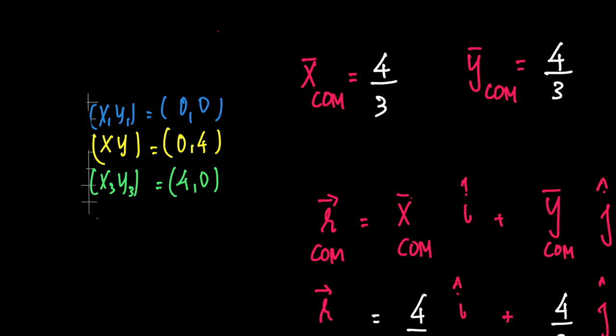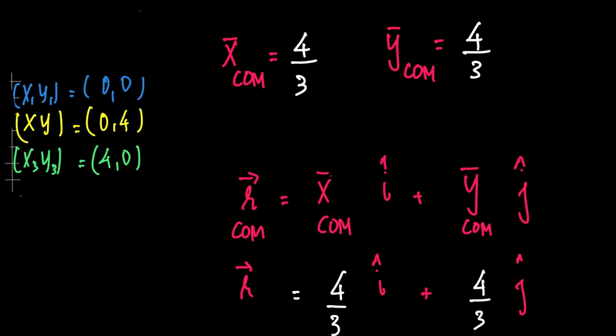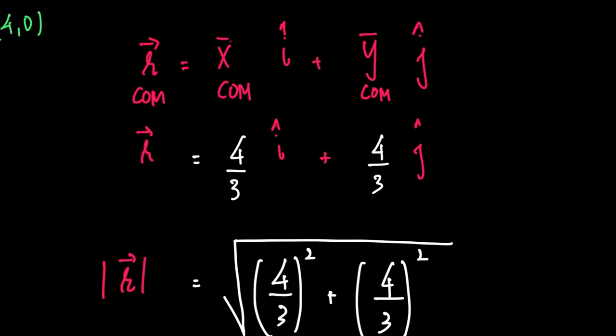So the task here is not to find out the center of mass. But since we have x1, y1, x2, y2 and x3, y3, and the corresponding x bar and y bar, what can we write about the position vector of center of mass? The position vector of center of mass, or COM, can be written as x bar i plus y bar j. What is x bar? 4 by 3. What is y bar? 4 by 3. So what is vector r equal to? 4 by 3 i plus 4 by 3 j.